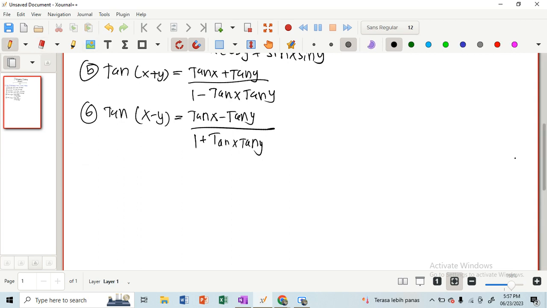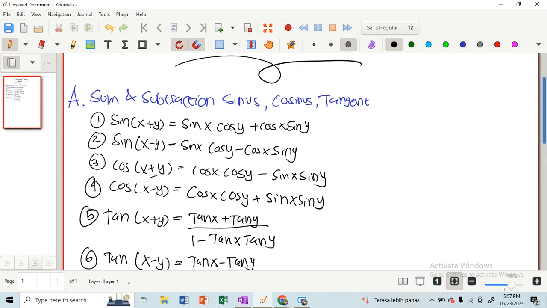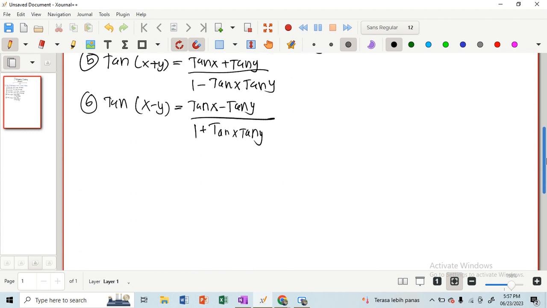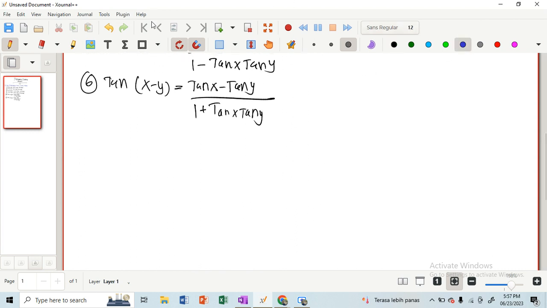So we have discussed the sum and subtraction formulas of sine, cosine, and tangent. This is the formula that you have to remember. And then what if you want to know about the double angle formula? The double angle formula is like sine of 2x, tangent of 2x, cosine of 2x. Yeah, so that kind of form.